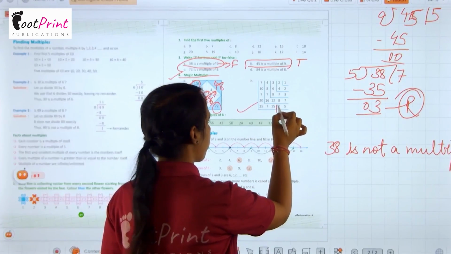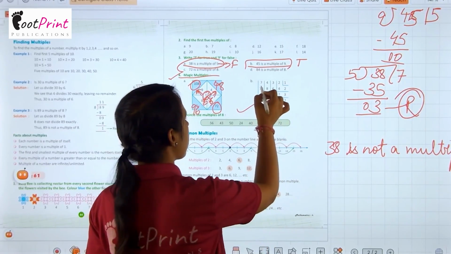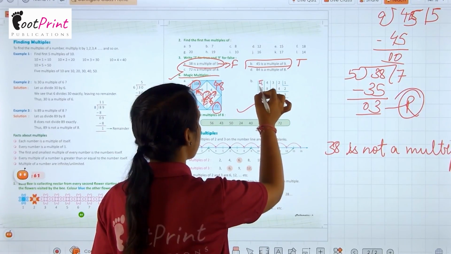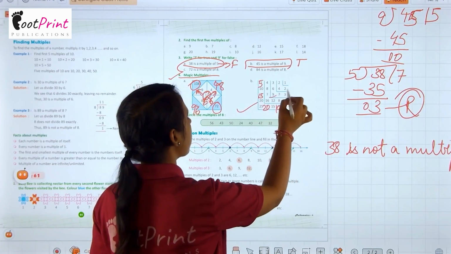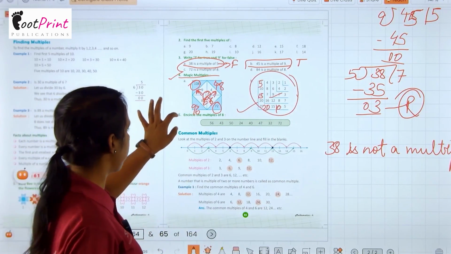I can solve some for you. 5, 10, 50, 20 and here 5, 10, 15, 20. Just like that you have to fill this puzzle also by yourself.